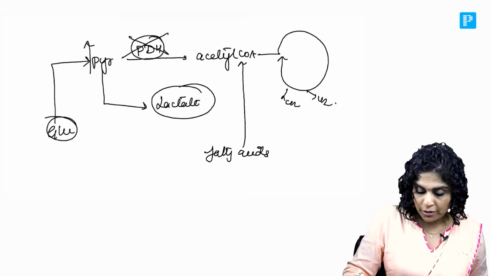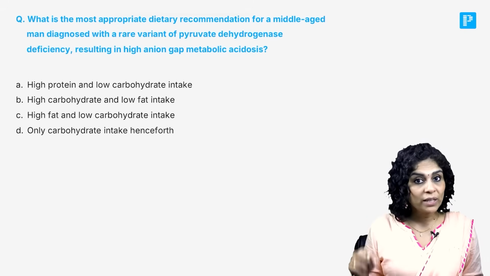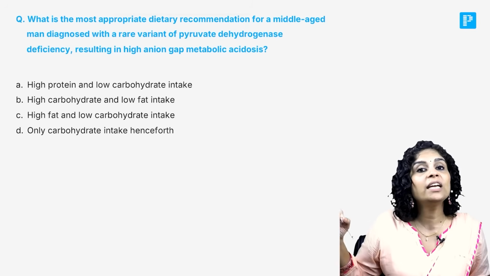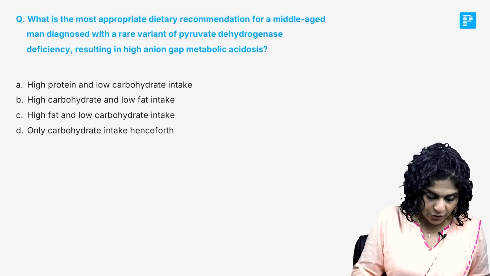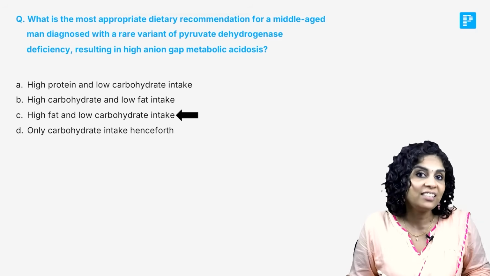That is why the person should be fed on what kind of diet? The person should be fed with a low carbohydrate, high fat diet whenever pyruvate dehydrogenase complex is inactive. Okay. So the answer is low carbohydrate, high fat diet, choice C.